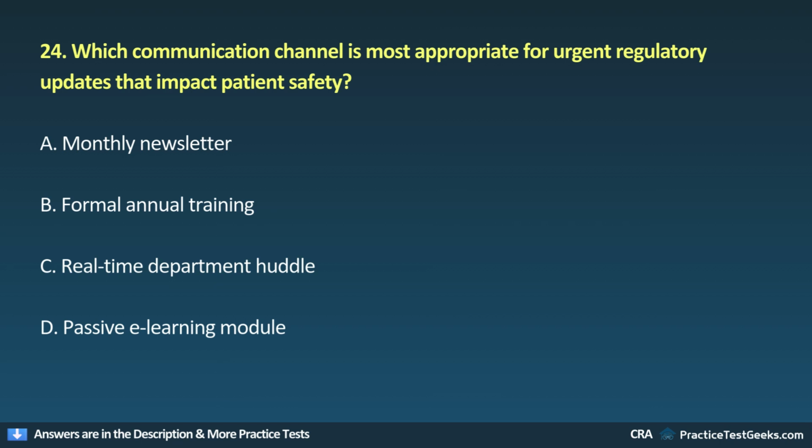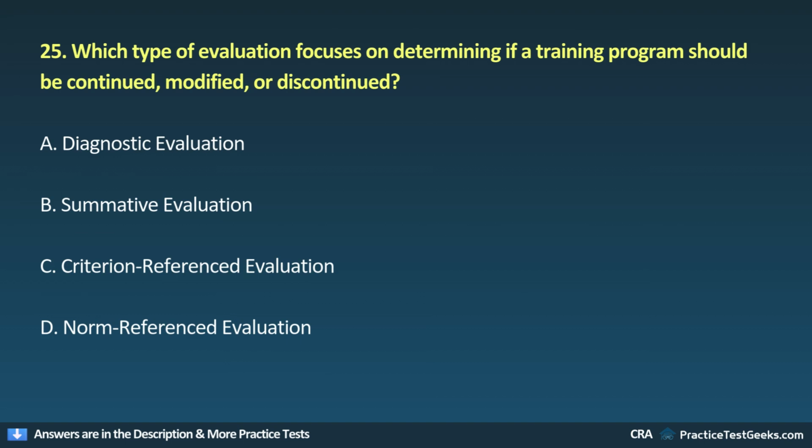24. Which communication channel is most appropriate for urgent regulatory updates that impact patient safety? A. Monthly newsletter. B. Formal annual training. C. Real-time department huddle. D. Passive e-learning module.